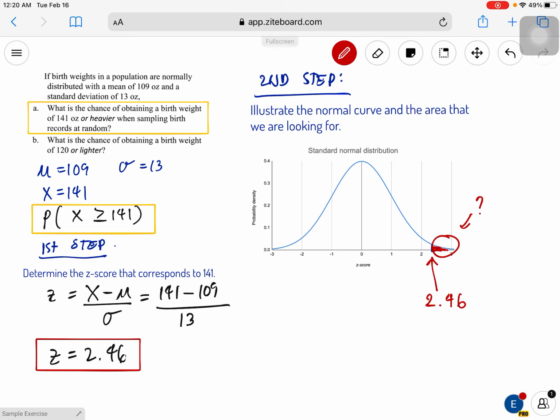Now, using our Z table, we know this area from 0 to 2.46. And in the Z table, this is equal to 0.4931. Can you just verify? That's the area that corresponds to 2.46. Again, let's remember that our point of reference here is from the mean. So basically the area that I'm shading now with the green is 0.4931.